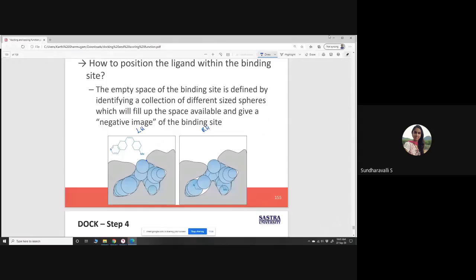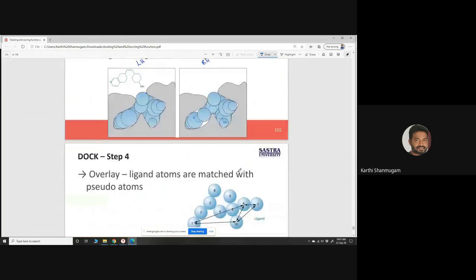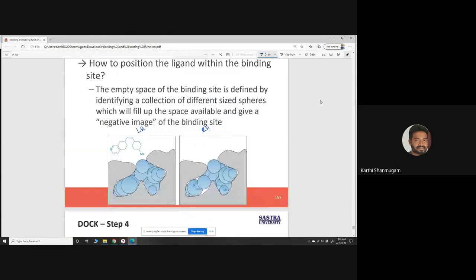The chemical structure is fitted inside. No, just leave the chemical structure aside. You think there is no chemical structure. Apart from that, what difference do you find? Do you find any other difference? Space is there. No, sir. So can I say that the number of spheres is reduced in the right hand side image?